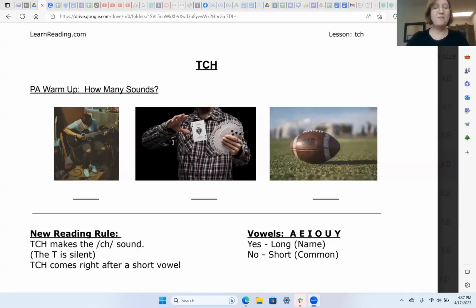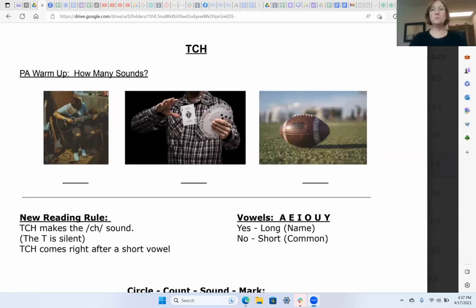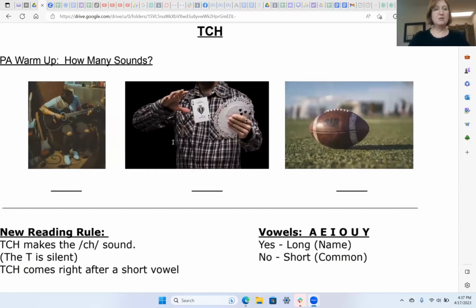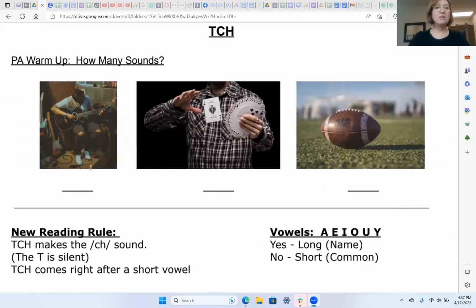But before we go any further on that, let's do our phonemic awareness warm-up. So put in the chat, how many sounds are in guitar? Sounds in guitar. Not an easy one.